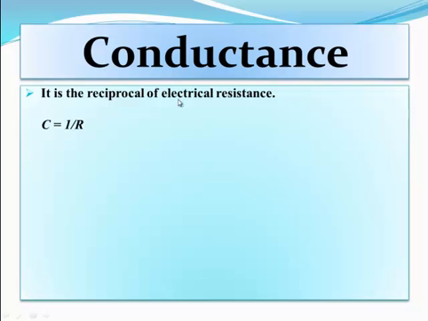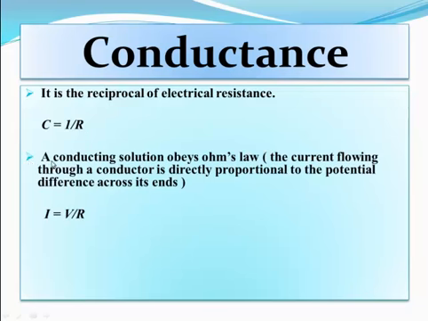Basically, it is the reciprocal of electrical resistance. It also describes the ease with which current can flow through a solution. So if I denote conductance as C, it can be represented as reciprocal of R, which is the resistance of the solution. Now, at the outset itself, I would like to point out that a conducting solution can obey Ohm's law beyond its decomposition potential, and as a consequence, the current through the solution will be directly proportional to the conductance or inversely proportional to the resistance.